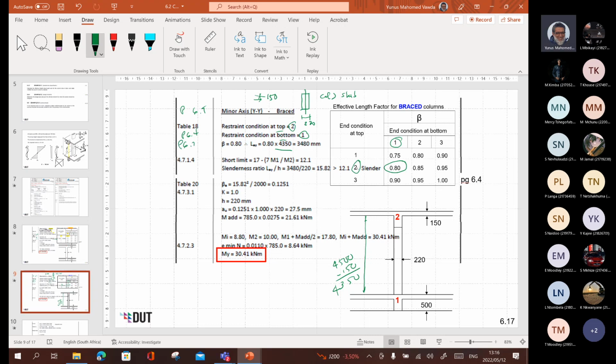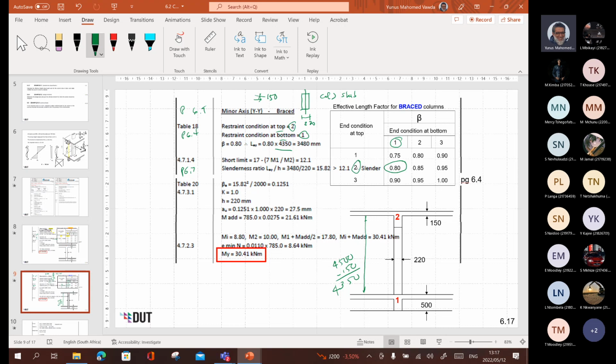Sorry, not for that one, for the one at the bottom. So page, just annotate your book so whenever you're referring to it, you know where it came from. Okay, 17 minus 7 M1 over M2.